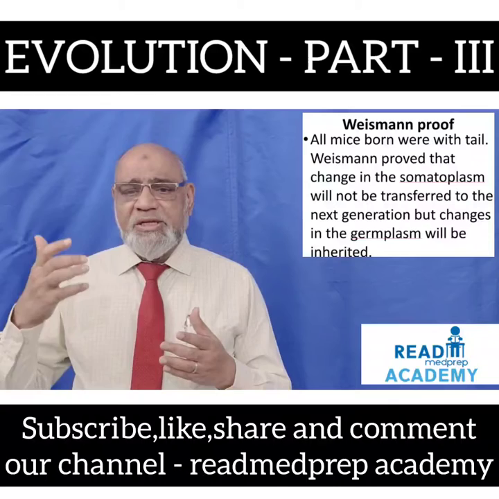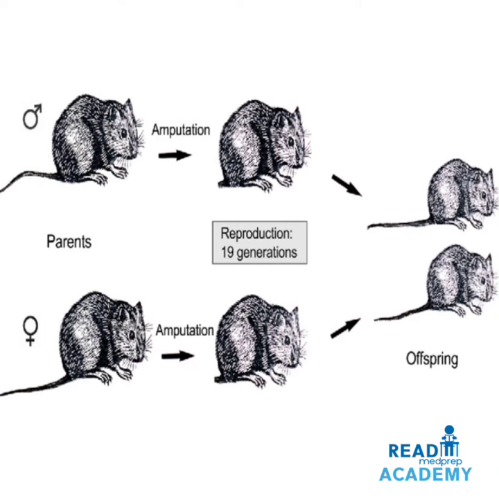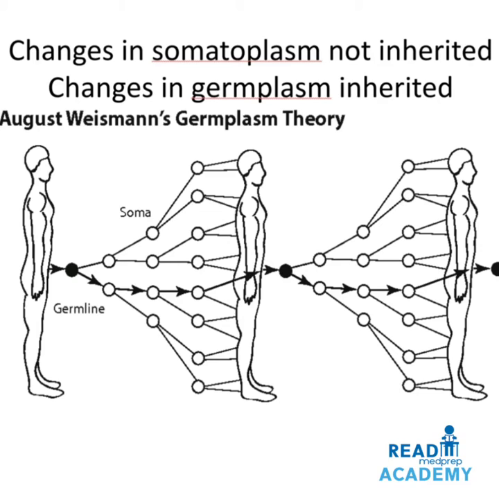Here you can see in this image, the parents' tails were amputated and the parents were bred. Around 19 generations, when they were bred, they found that the offspring did not have short tails. They had normal tails, indicating that the characters which were acquired were not inherited. Changes in somatoplasm are not inherited and changes in germplasm are inherited. In this image, you can see whatever comes in the germline is inherited. Whatever comes in the soma is not inherited by future generations.